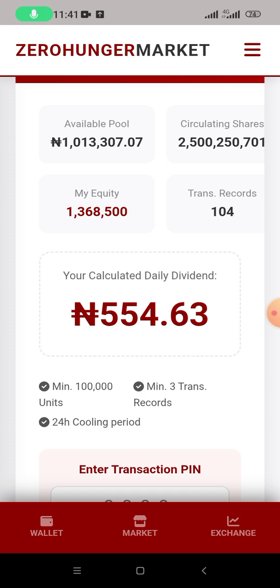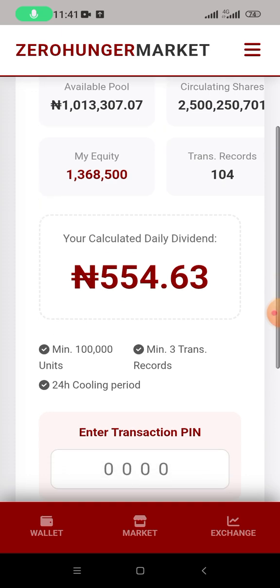There's no fixed money, like, if I buy 200,000 units, how much will I be earning every day? There is no fixed amount. It keeps increasing or decreasing depending on the volume of transactions. People are buying foodstuff, people are engaging in indices trading, people are engaging in a lot of things in Zero Hunger Market. That's what increases the total profit. So you are getting your own share of the profit. That's why it's called daily profit share or the dividend.